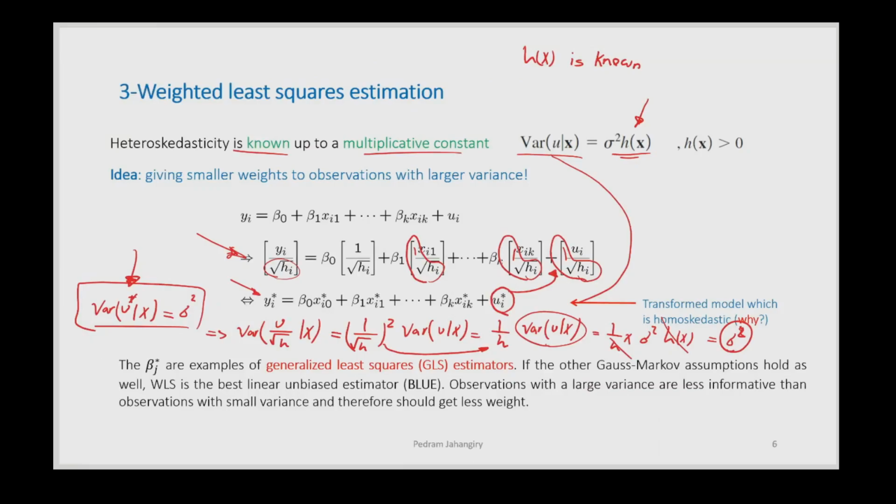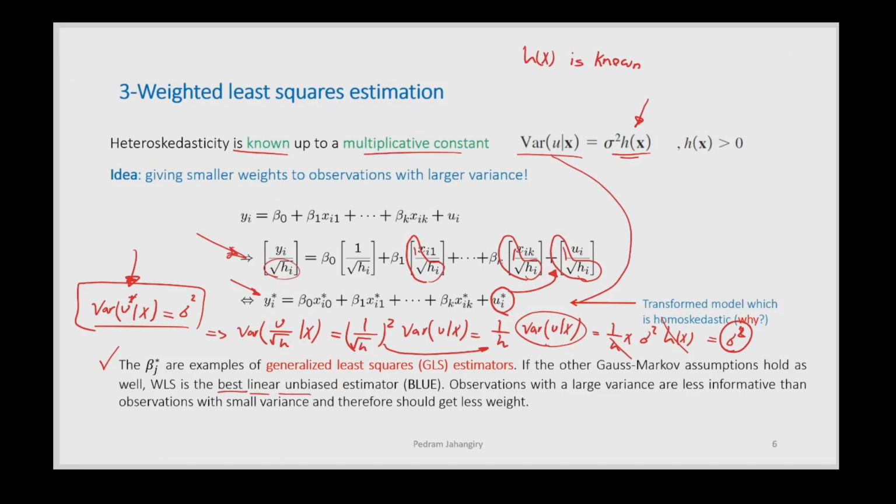Again, these beta stars are examples of GLS, generalized least square. In this example, because the weights were the inverse of the variance, we call them weighted least square. Okay. So if the other Gauss-Markov assumptions hold as well, then weighted least square is the best linear unbiased estimator.